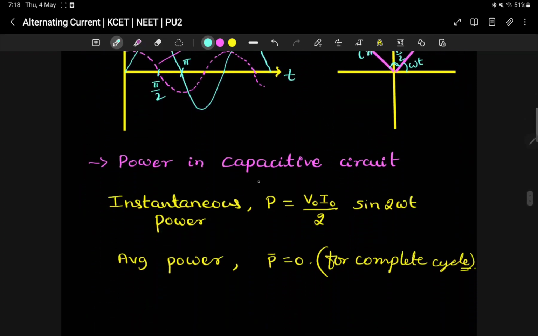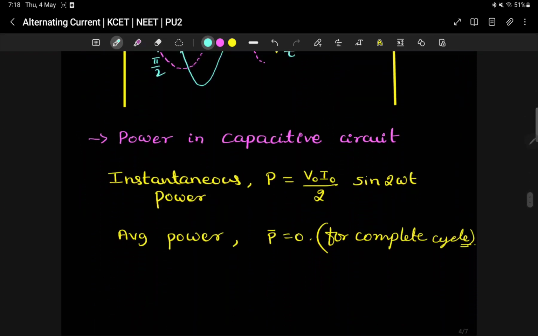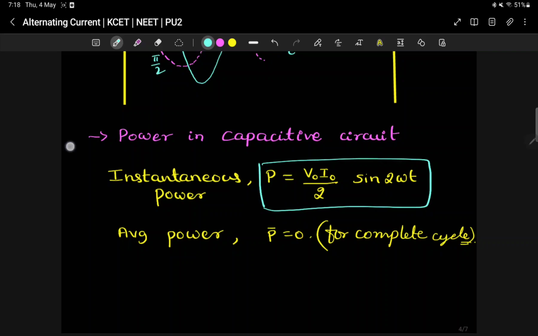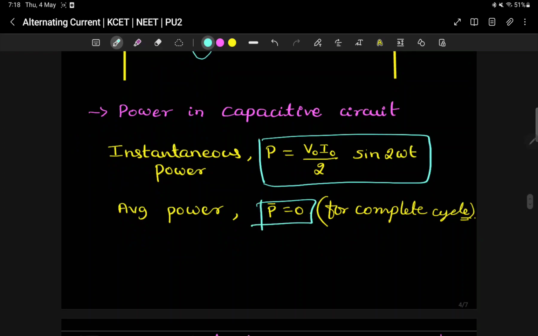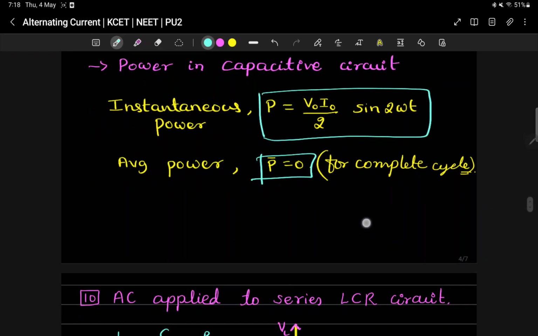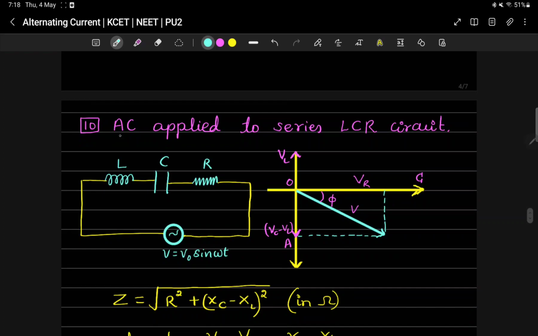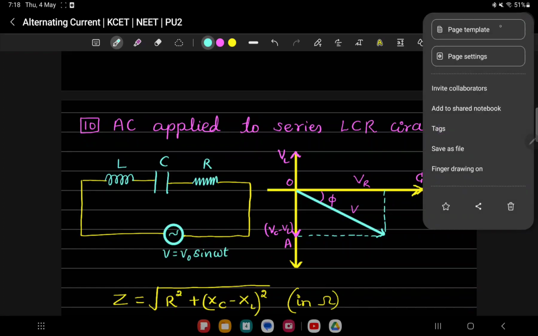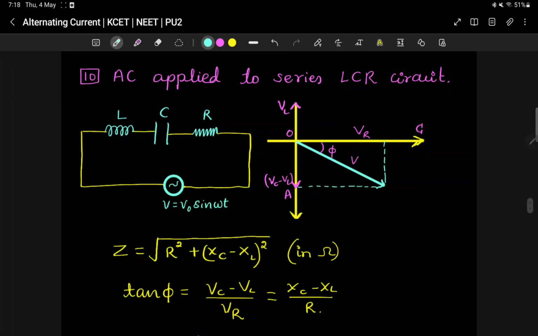Next, power in a capacitor circuit. The instantaneous power is P = V0 I0 / 2 sin 2 omega t, and the average power for a complete cycle is 0. Next we have AC applied to an LCR series circuit.